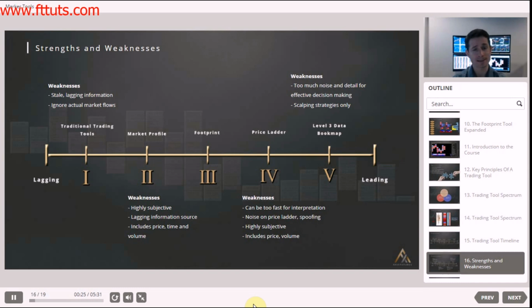Okay, for me as a trader, I utilize predominantly the market profile for context, the price ladder for execution, and the footprint for building confidence and perfecting timing.